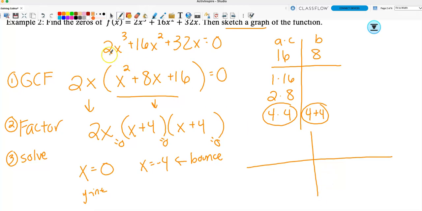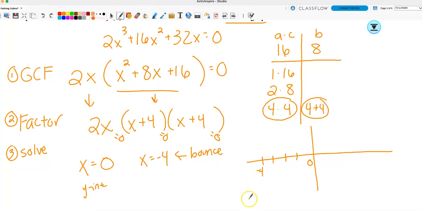This cubic is positive, so it should be going up. I'm going to cross at 0, and then I'm going to bounce at -4. So if this graph is increasing, I'm going to start at the bottom. I will bounce off at -4, go back down, and then cross through your x-intercept.